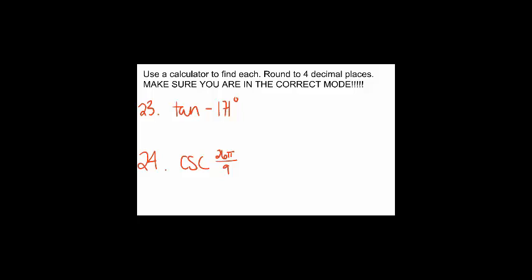Okay, 23 and 24, probably the easiest two on the whole review. They're just legitimately calculator problems, but the biggest thing that's not on your review is you need to be in the correct mode. This is where it does matter. All of our triangle problems are in degree mode because we had degrees given to us. And this is different here. 23 says tangent of negative 171 degrees. That is a degree mode problem.